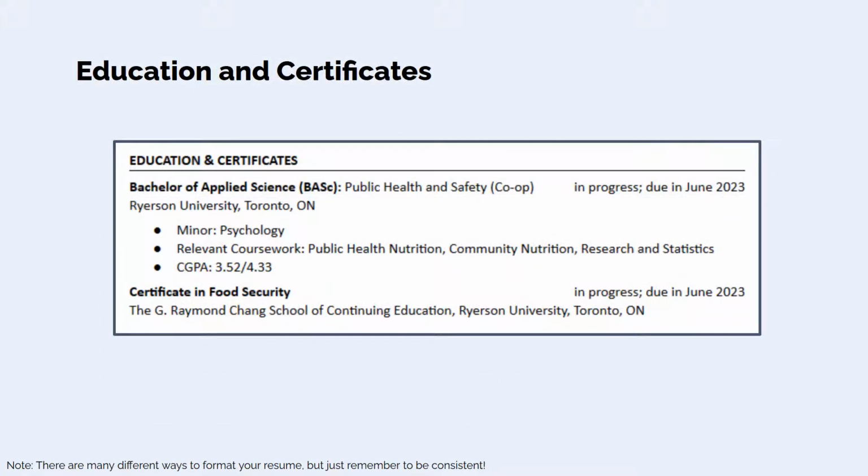3. Education and certificates. This is where you list the degree and certification that is currently in process or completed. Under each, you have the option of including your cumulative grade point average, relevant coursework, and minors.